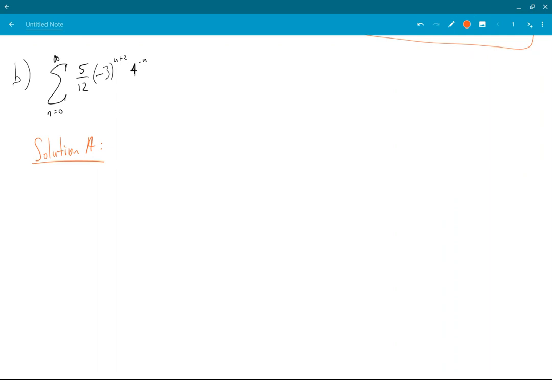Solution A. I'm going to simplify the summand. So 5 over 12 minus 3 to the n plus 2 over 4 to the n. Okay, so my goal here is to arrive at a times r to the n. Why am I doing a times r to the n and not a times r to the n minus 1? Well, it's because I have my series starting at n equals 0.